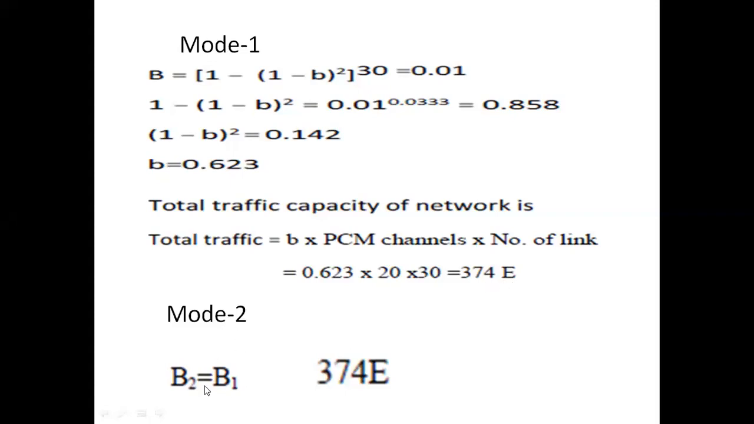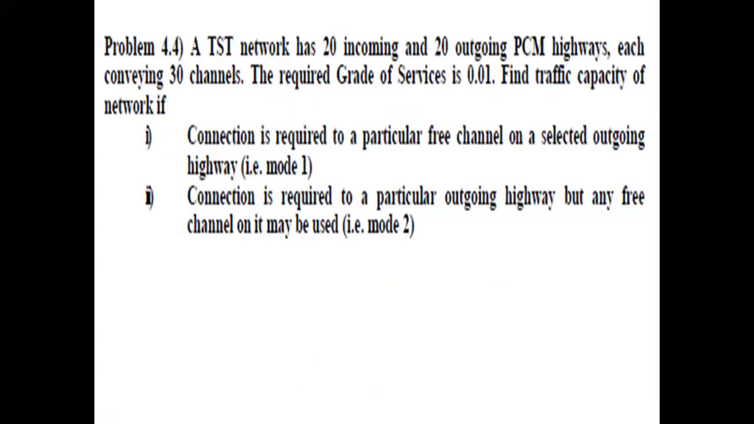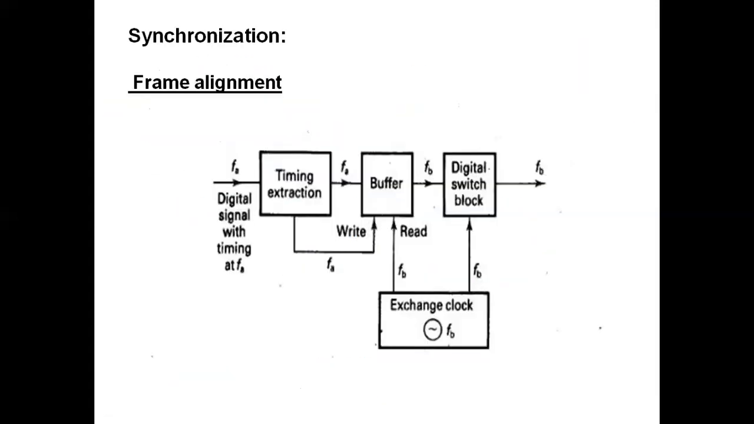And for mode 2, b2 is the same as b1, as I discussed earlier. Even the traffic offered under this condition is 374 erlang. Moving on, we'll see the synchronization network.